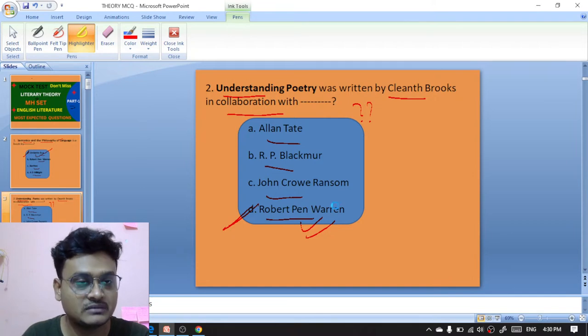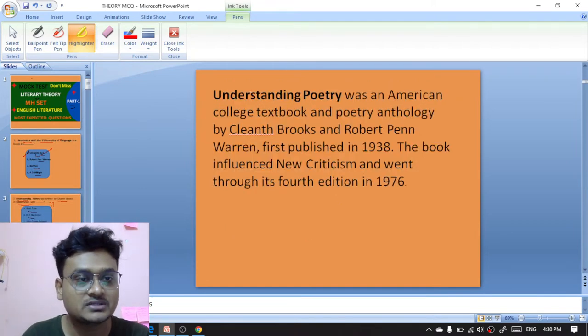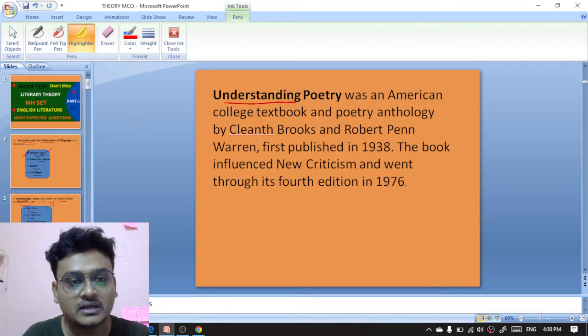Moving to question number 3, now let's look at these explanations here. Understanding Poetry was an American college textbook and poetry anthology by Cleanth Brooks and Robert Penn Warren, first published in the year 1938, and the book influenced New Criticism and went through its fourth edition in 1976. So this book has influenced New Criticism.